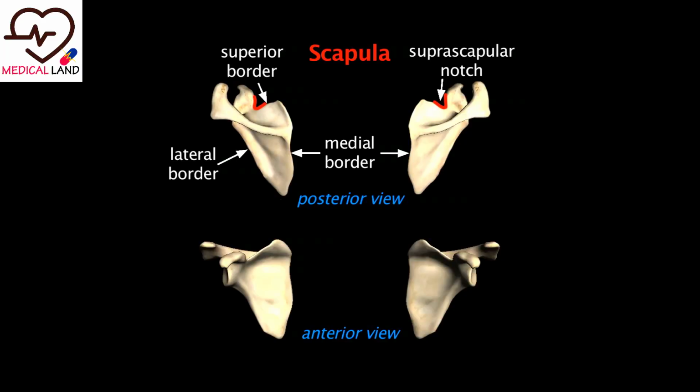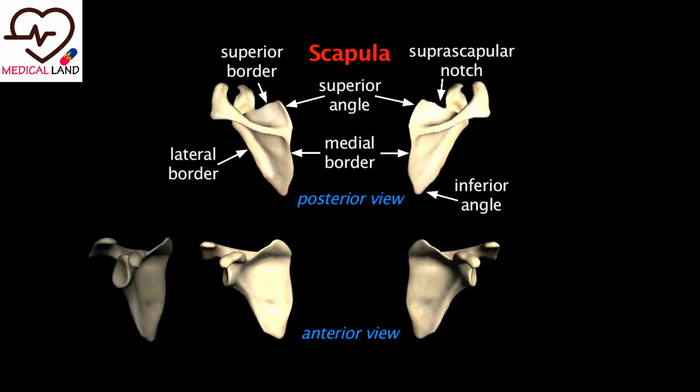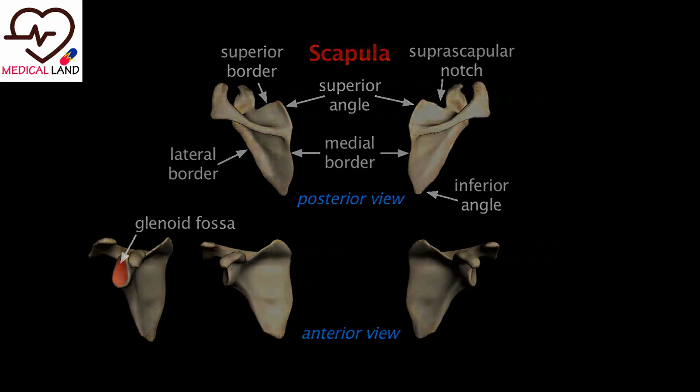The angles of the scapula are also defined. They're named the superior and inferior angles. And this smooth depression here on the lateral edge is the glenoid fossa. This is the point of articulation between the scapula and the head of the humerus.